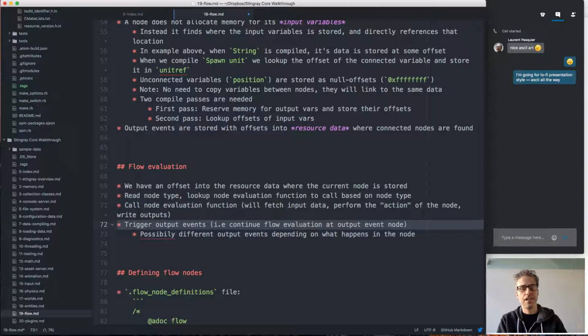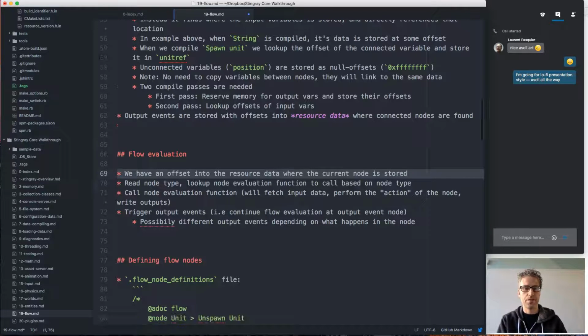And then we're back here again. We have an offset for one of these output events that points to a new node, and we continue evaluating that node. So we just proceed like that. And that's how we evaluate the flow graph.